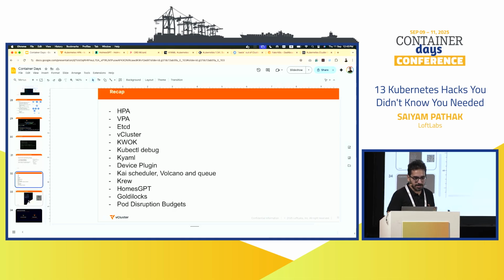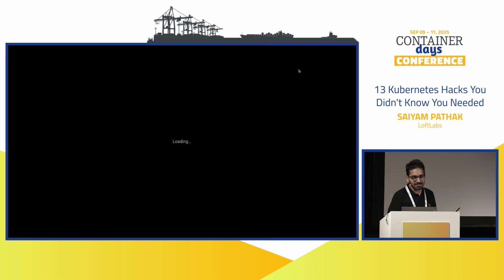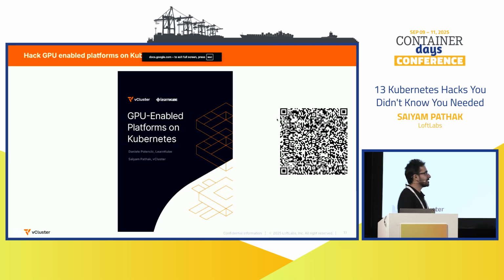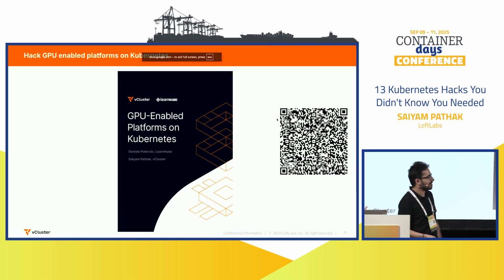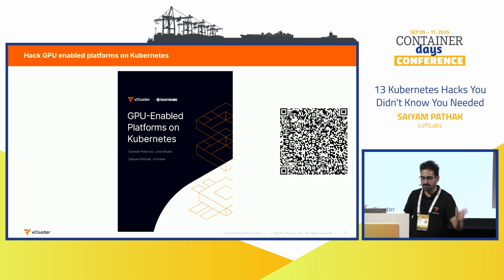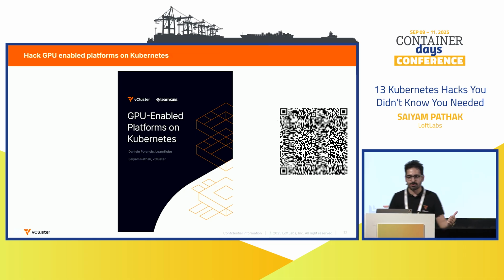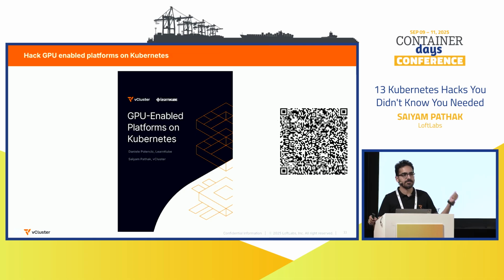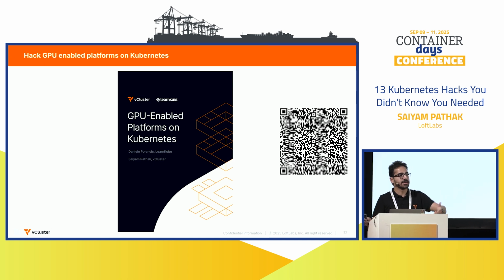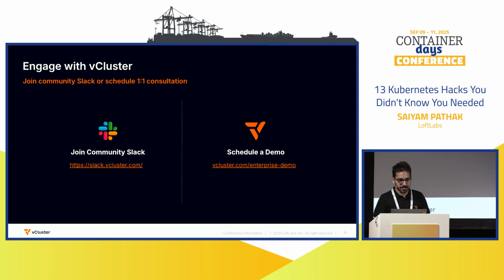There's one more which is not a hack, but it's a kind of book that Daniel from Run Cates and I recently wrote as an ebook, which is free to download. You can download it for GPU-enabled platforms. We have explained MIGs, time slicing, how to build AI platforms for teams, multi-tenancy, and all sorts of concepts. You can download that for free as well.